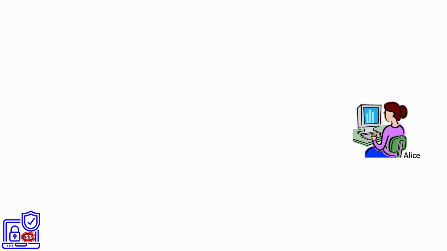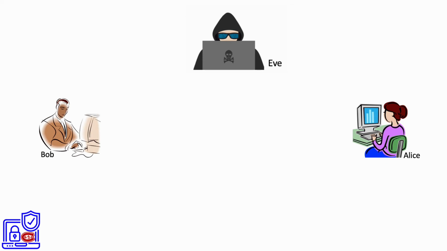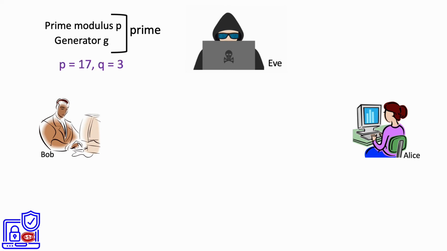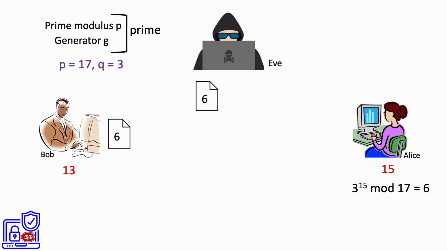So, as a starting point, Alice and Bob agree publicly on a prime modulus, p, and a generator, g. Both should be prime numbers. Let's consider 17 and 3 respectively. Then, Alice selects a private random number, say 15, and calculates 3 to the power 15 mod 17, and sends the result, 6, to Bob publicly. Then, Bob selects his private random number, say 13, and calculates 3 to the power 13 mod 17, and sends this result, 12, publicly to Alice.